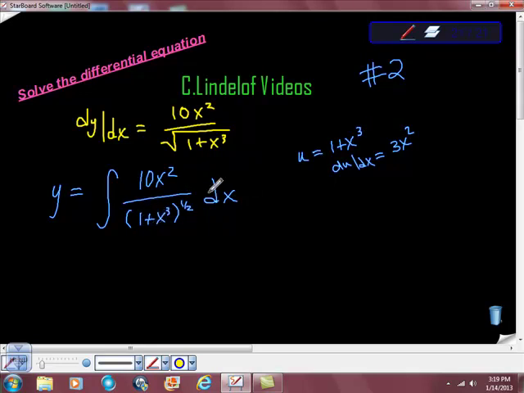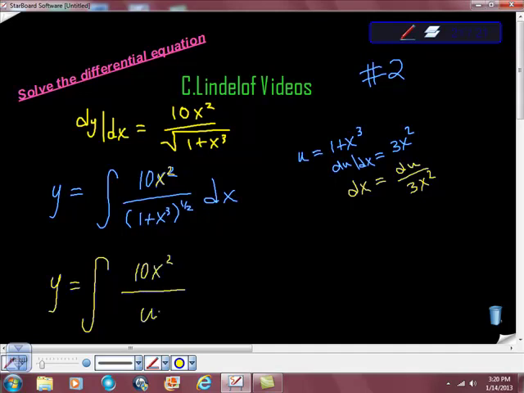But then I have a dx here. So I want to figure out what dx is. And dx, if you look at it, is du over 3x squared. I'm hoping you see that when I put this in, this x squared is going to cancel this x squared up here. So this is going to work out pretty good. So let me start to substitute some stuff in terms of u. y is equal to the indefinite integral of 10x squared all over, remember, u to the 1/2.